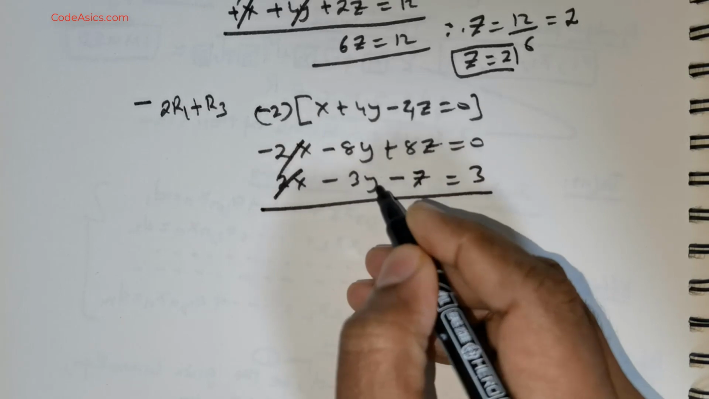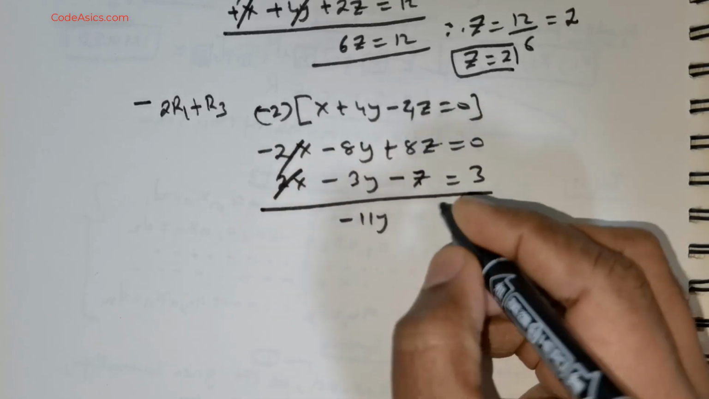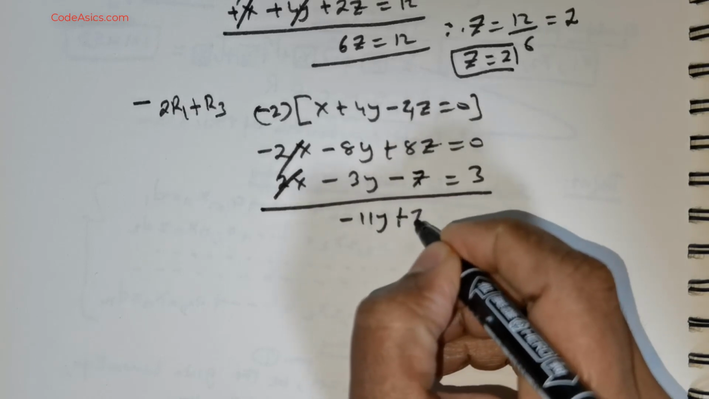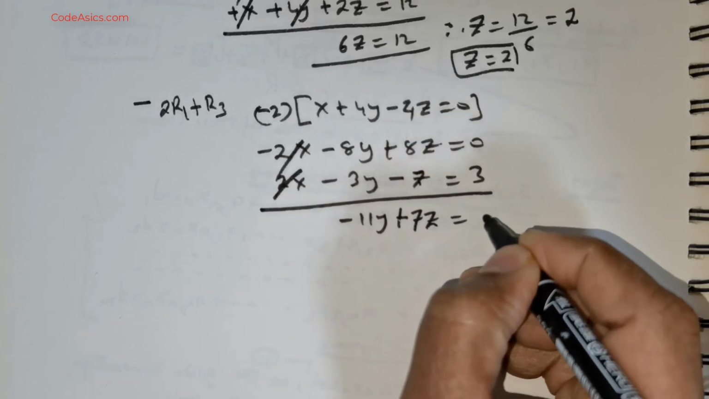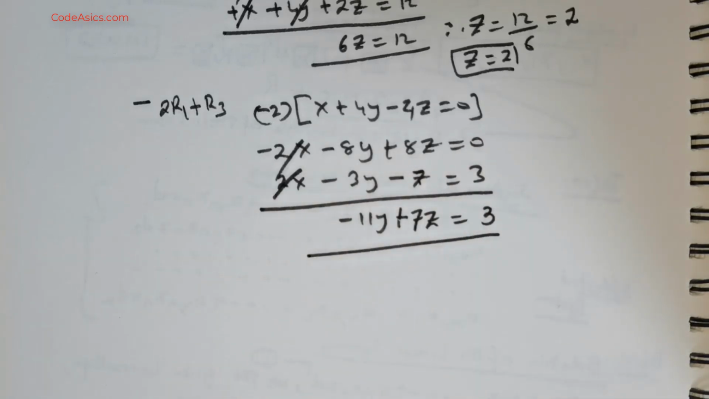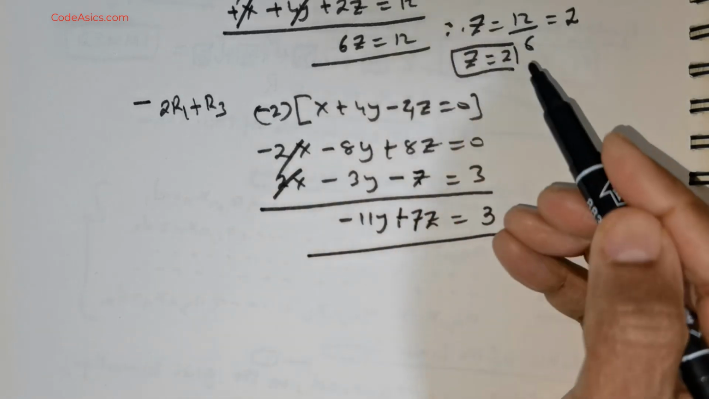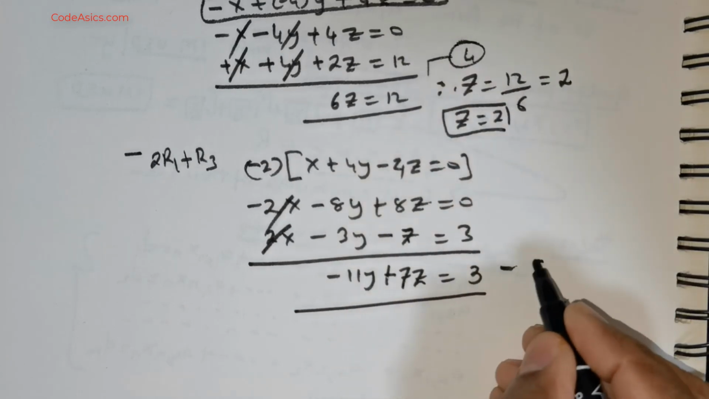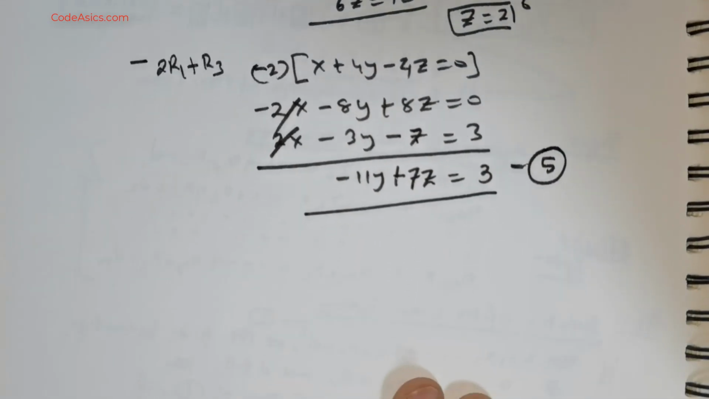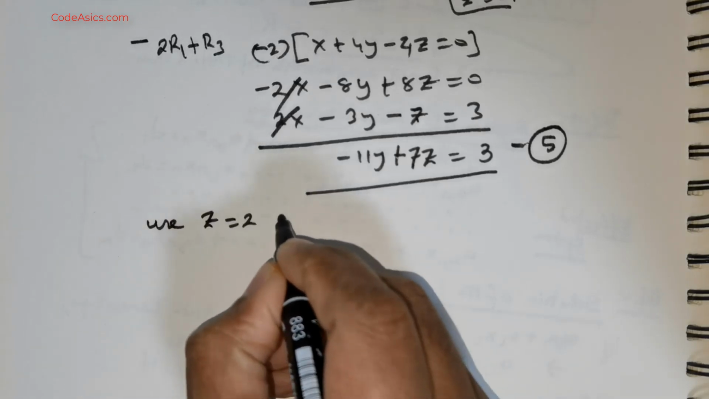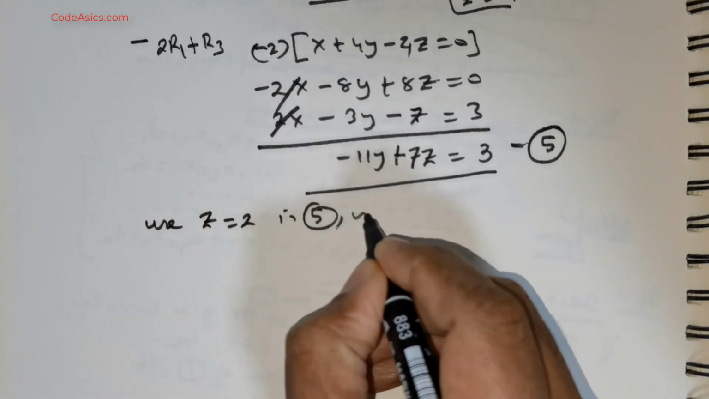You add it. This is going to be negative 11y and this is going to give me positive 7z is equal to, you add it, you get 3. So this is what you've got. Now having got this, I'm going to name this as 4 and I'm going to name it as 5. Now what I'm going to do next is use z is equal to 2 in 5.